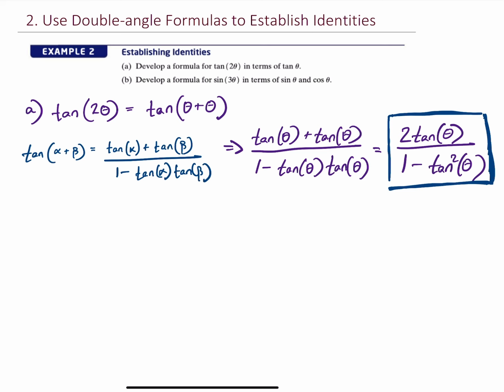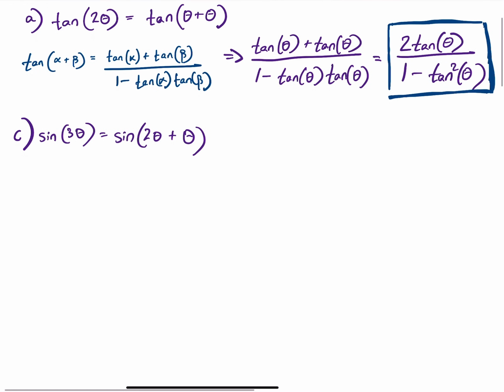Part B asks us to develop a formula for the sine of 3 theta in terms of sine and cosine. Well, we can express the sine of 3 theta as the sine of 2 theta plus theta. So let's first apply the angle addition formula, and then we'll work on that double angle.